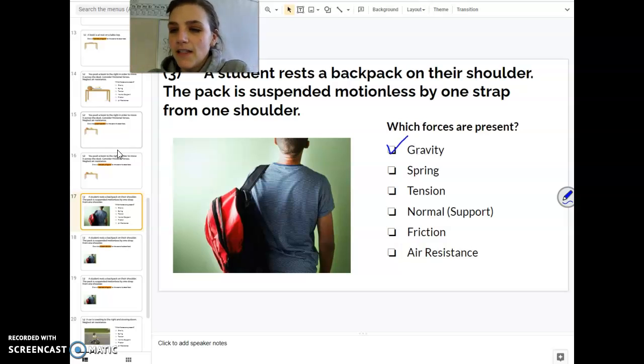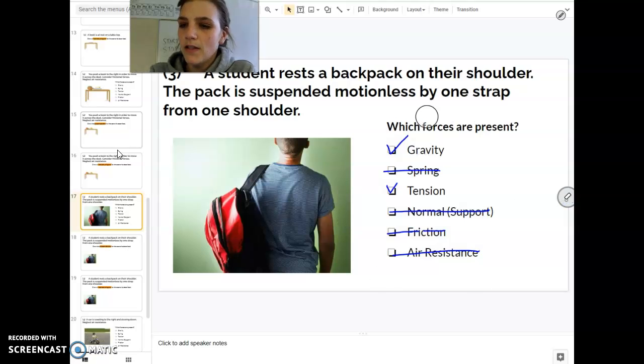Well, gravity is definitely pulling down on that backpack. We don't see any springs, so there's no spring force. Because the backpack is attached to a strap and the strap is hooked over that kiddo's shoulder, there is a tension force in that strap as it's attached to the backpack. I don't believe there is a normal force in this one. We are not moving, so there's no friction and no air resistance. So the only two forces that we have to deal with are gravity and tension.